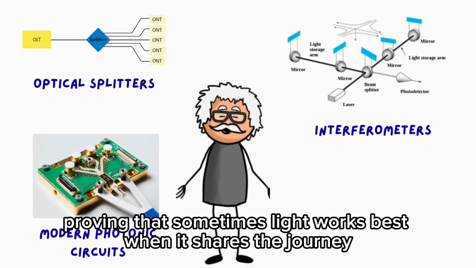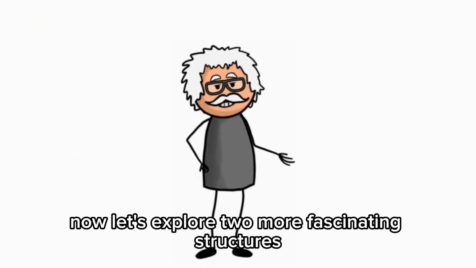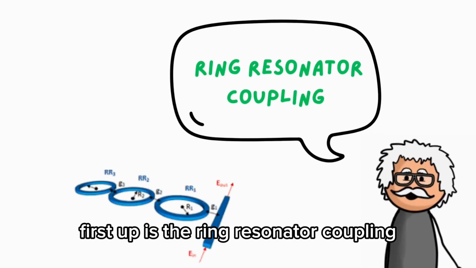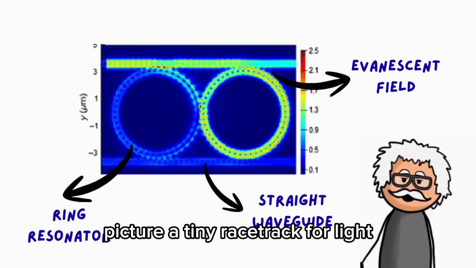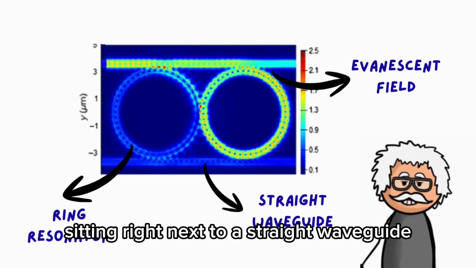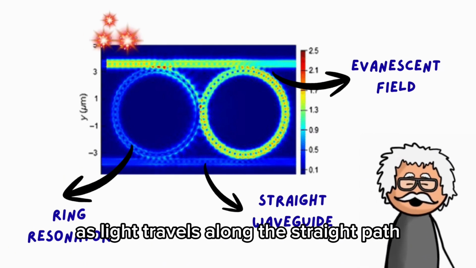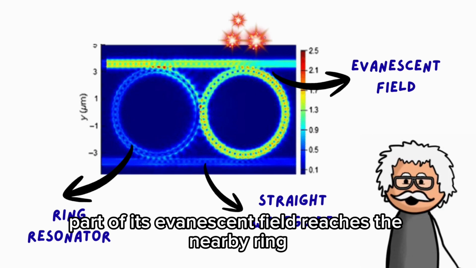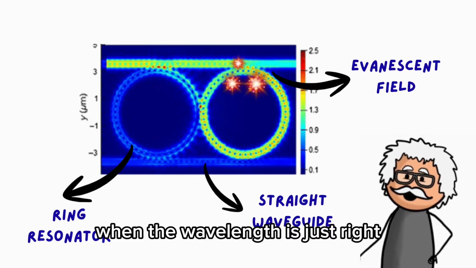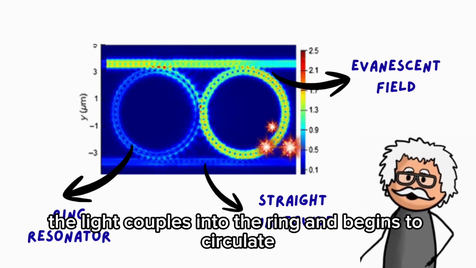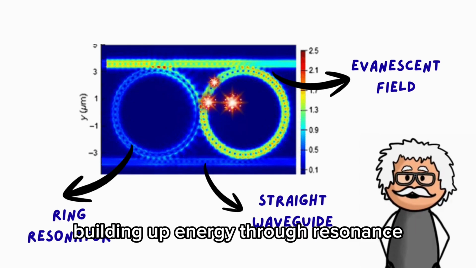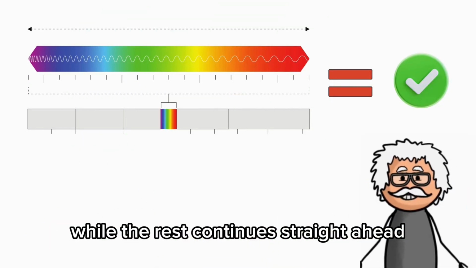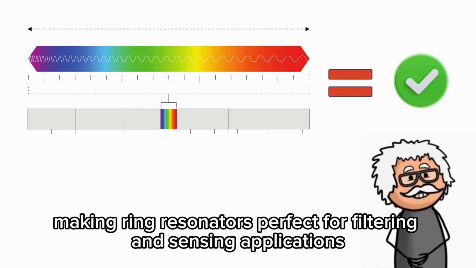Now, let's explore two more fascinating structures where optical coupling takes place. First up is the ring resonator coupling. Picture a tiny racetrack for light sitting right next to a straight waveguide. As light travels along the straight path, part of its evanescent field reaches the nearby ring. When the wavelength is just right, the light couples into the ring and begins to circulate, building up energy through resonance. Only selected wavelengths stay trapped in the ring, while the rest continues straight ahead, making ring resonators perfect for filtering and sensing applications.